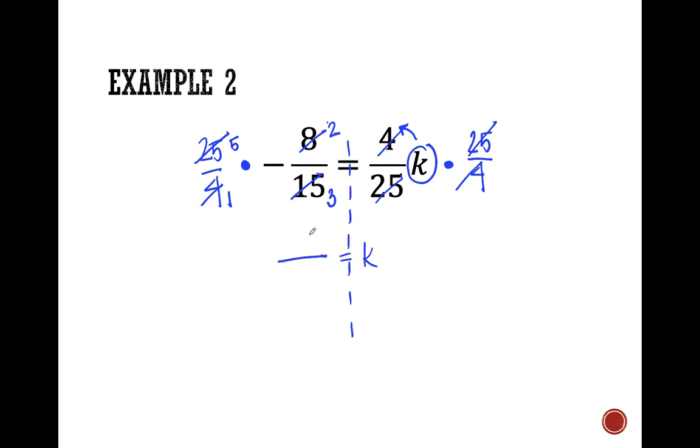Now for our final answer, don't forget that this is negative. So a positive times a negative is going to be negative. 5 times 2 is 10. 1 times 3 is 3, so we get -10/3, or you could write it as -3 1/3.